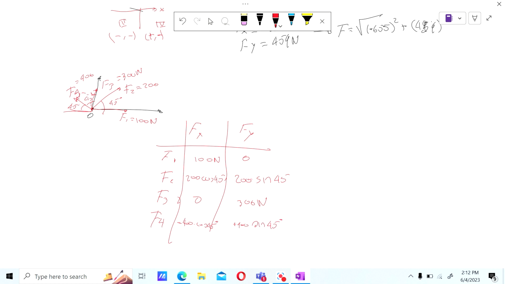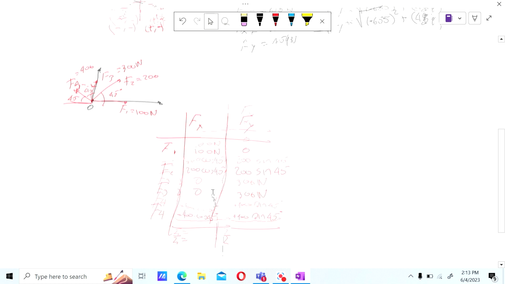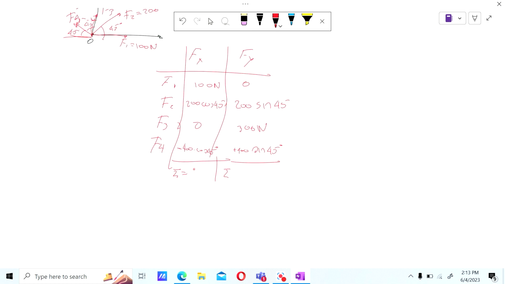Okay, you just compute those numbers and get the total force. So here you just have to sum whatever that is, 100 plus 200 cosine of 45 minus 400 cosine 45, and then the same thing here, whatever that is. And if they're asking you for a total force, a total resultant, it will be the square root of this number squared plus that number squared.